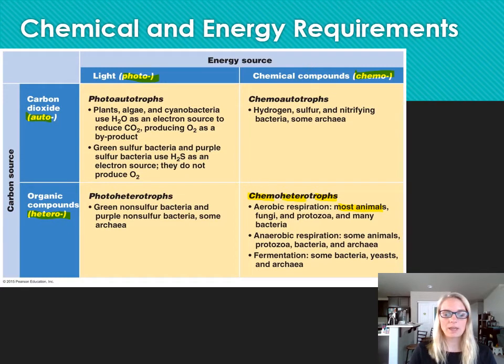Now let's take a look at the other most common type of combination of all these terms, which is a photoautotroph.